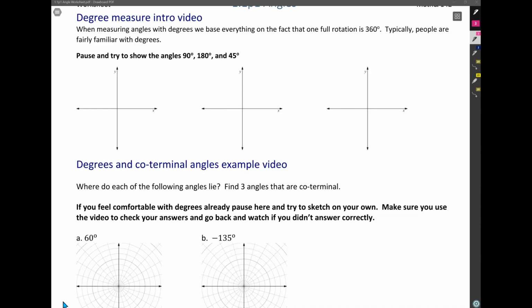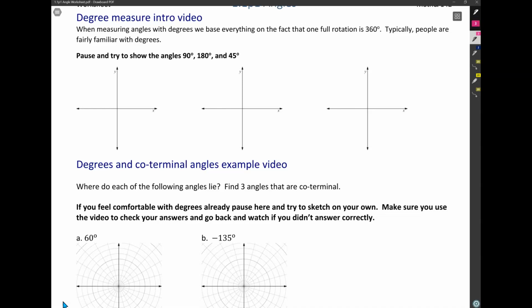So, degree measure is going to be our first one, and degree measure is entirely based on the fact that one full rotation is 360 degrees. It's certainly not the only choice. But it is a very convenient choice for us because 360 is divisible by a whole lot of numbers. So it makes it really nice and easy to mentally split this up into nice fractions. Okay, so 360 degrees all the way around.